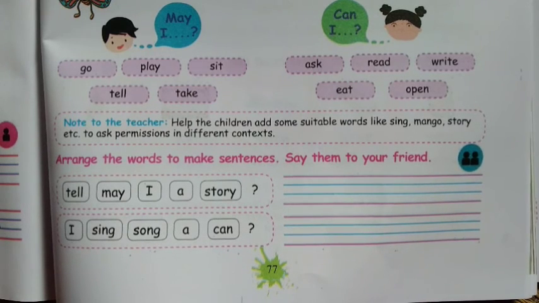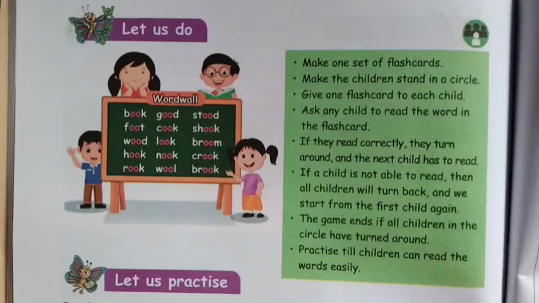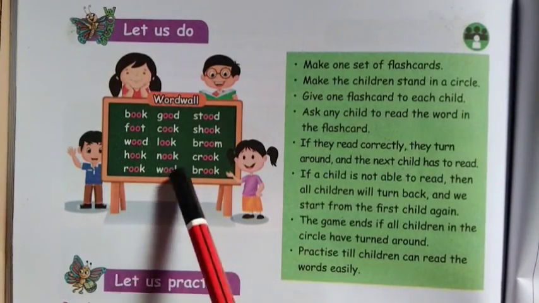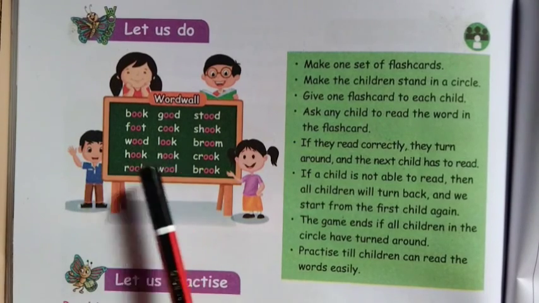Okay, the homework. I forgot to tell you the homework. You just write the word walls for these oo sound pattern words. Write all these words in the word wall in your notebook 3 times.